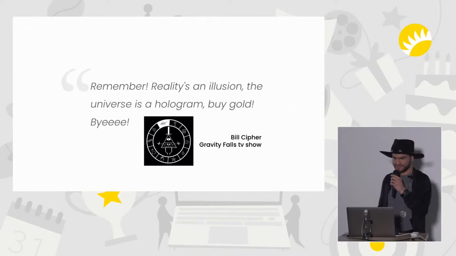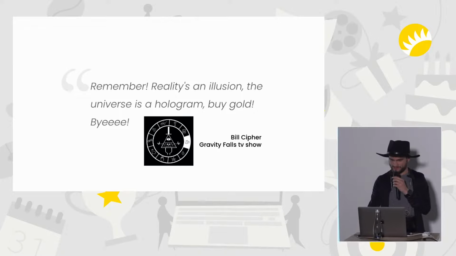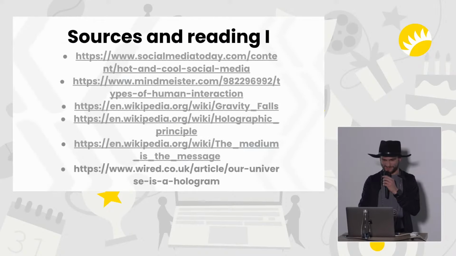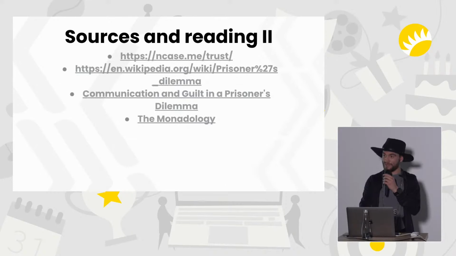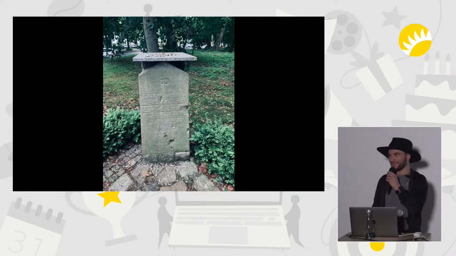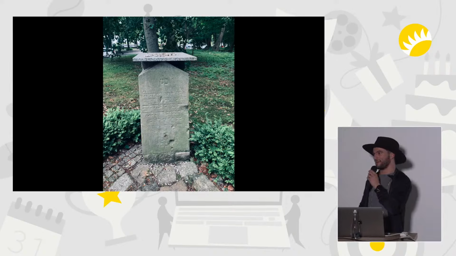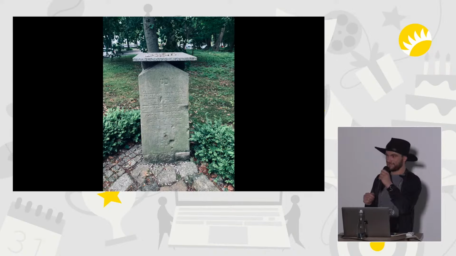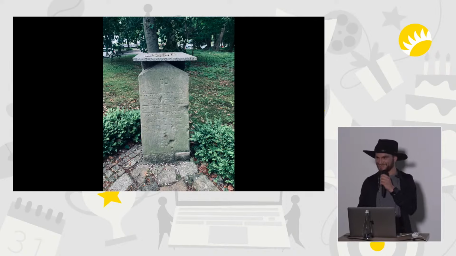So remember, reality is an illusion, the universe is a hologram, and buy gold, buy Bill Cipher from Gravity Falls TV show. Always remember that it's good time to have some reading and watch the sources. And last thing, the hottest communication that I will have to the world is when I die. So when I die, all my communication will be hot. So remember, everything you communicate to the world will remain, but you won't change it later. So please be careful what you communicate and be good.